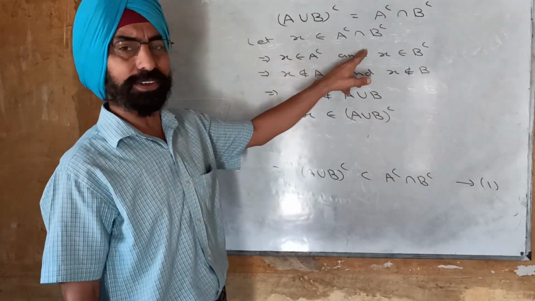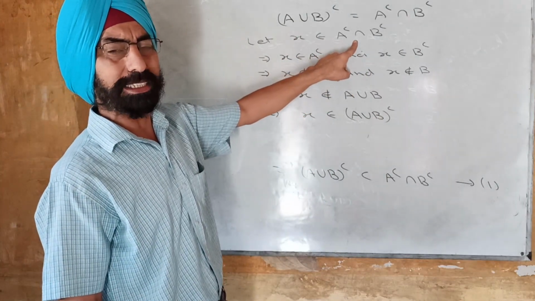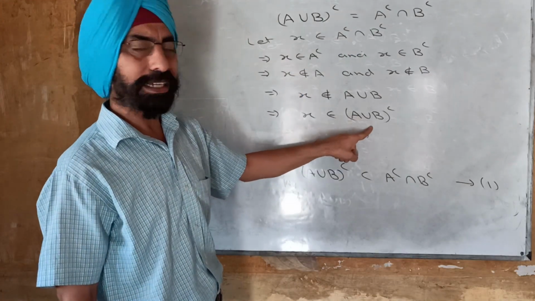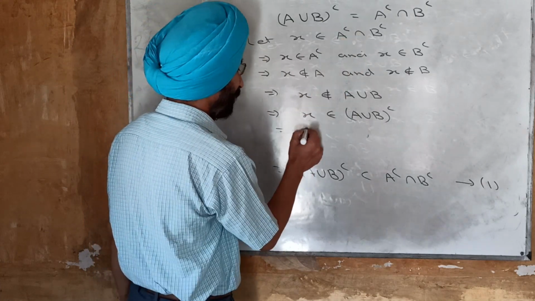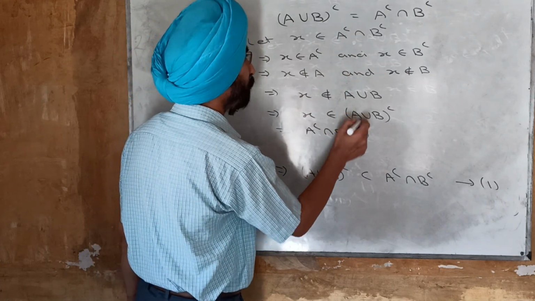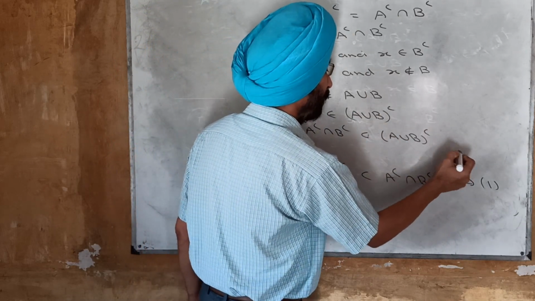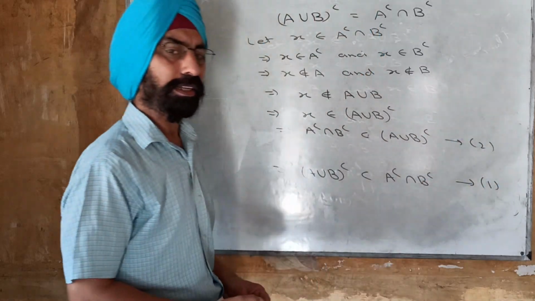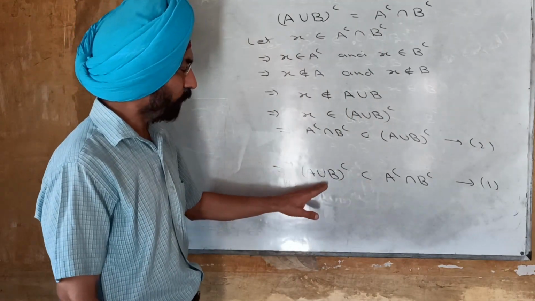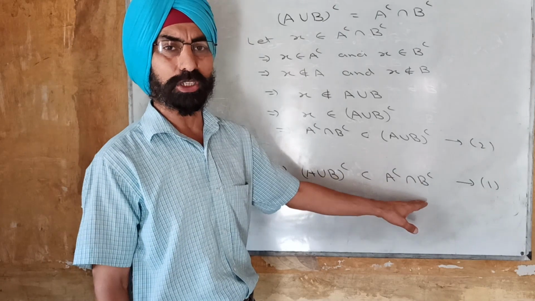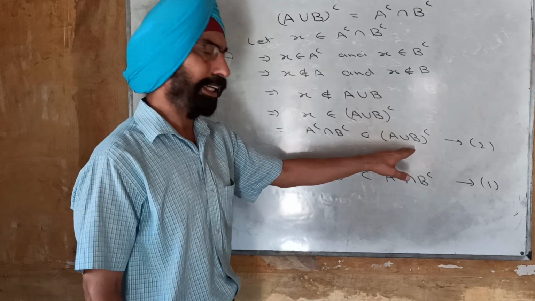And X was an arbitrary element of this set. That means every element of this set, A complement intersection B complement, is also a member of A union B complement, which directly shows that this set, A complement intersection B complement, is a subset of A union B complement. Let it be 2. Now look at 1 and 2. 1 says that A union B complement is a subset of A complement intersection B complement. 2 says that A complement intersection B complement is a subset of A union B complement.